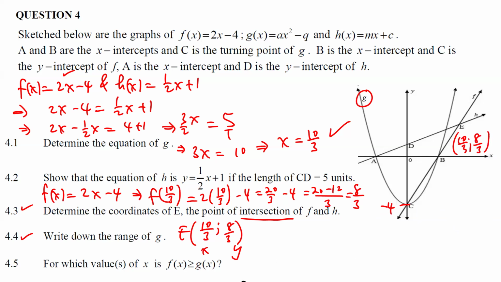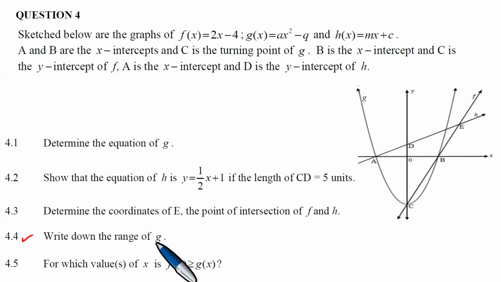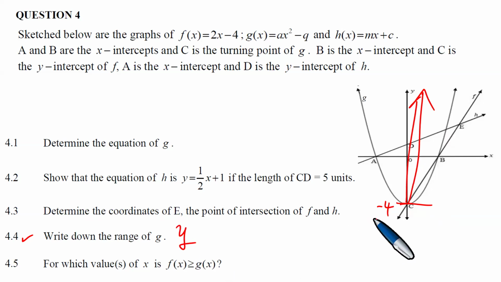Good. Then the next thing is we want to find the range of g. In 4.4, the examiner says find the range of g. If you know that this one cuts at -4, what is the range of g? The range of g means that you need to look at all the values of y through which this passes. It is exactly here and it goes up like this, which means y is from -4 upwards. How do you say -4 upwards? You say greater or equal to -4.